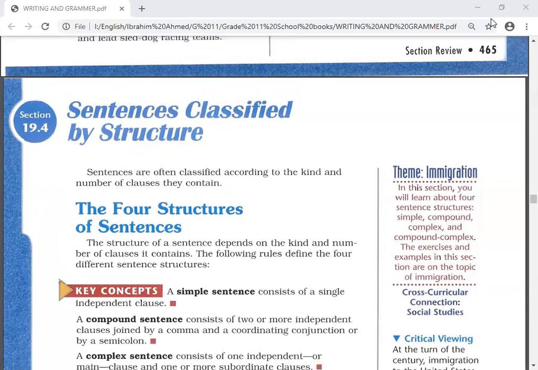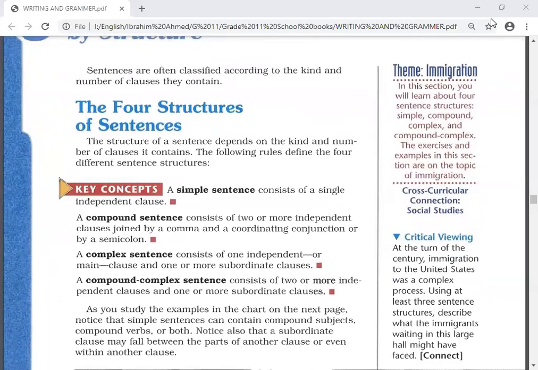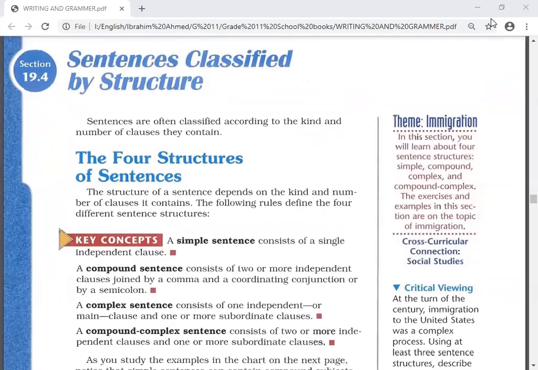So, we have sentences classified by structure again. You know, there are 4 types: the simple sentence, the compound sentence, the complex sentence, and the compound complex sentence. A simple sentence consists of a single independent clause, and we have a subject and a verb, and a complete thought or a complete meaning. A simple sentence, again, consists of one single independent clause or main clause.